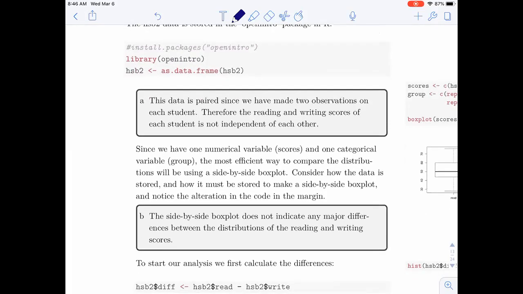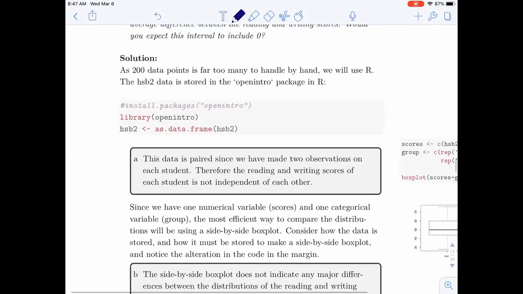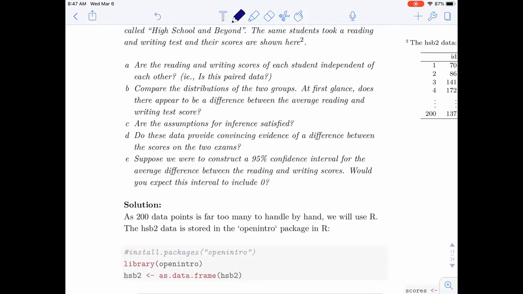So like I said, this data is paired since we've made 2 observations on each student. Therefore, the reading and the writing scores of each student are not independent of each other. So that would be part A, essentially asking you, what type of question is this? What type of data do you have? We have paired data.